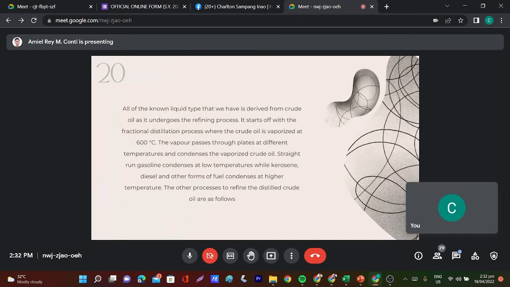All of the non-liquid type that we have is derived from crude oil as it undergoes the refining process. It starts off with the fractional distillation process where the crude oil is vaporized at 600 degrees Celsius. The vapor passes through plates at different temperatures and condenses the vaporized crude oil. Straight run gasoline condenses at low temperature while kerosene, diesel, and other forms of fuel condense at higher temperature. The other processes to refine the distilled crude oil are as follows.